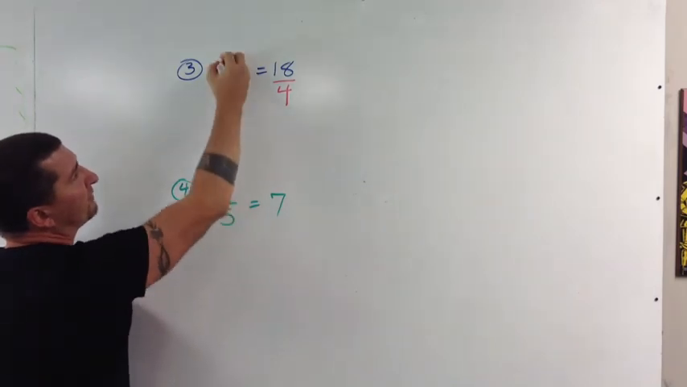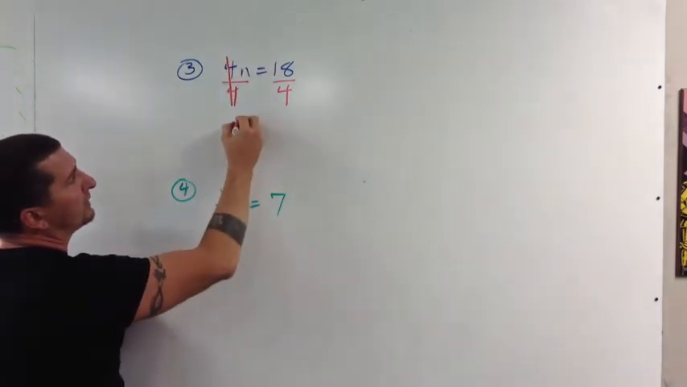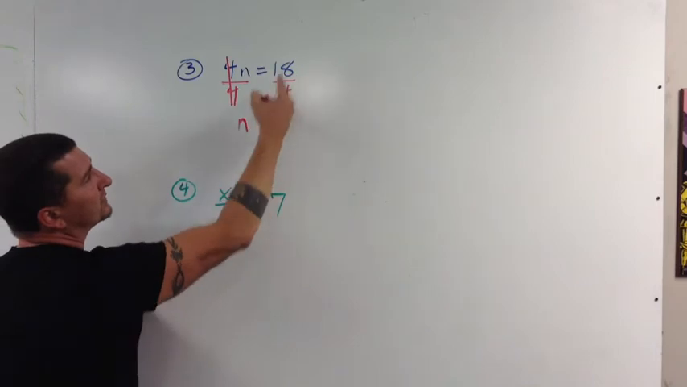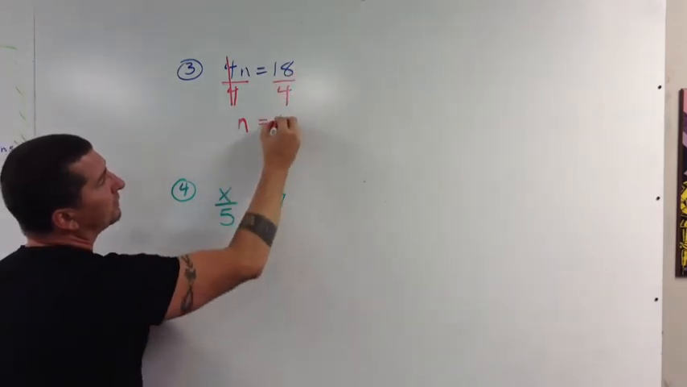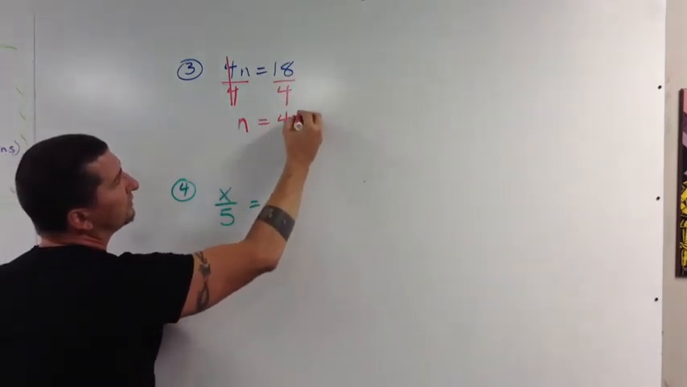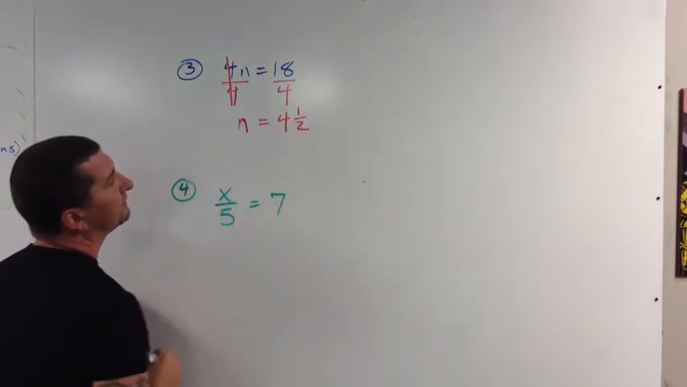Now 4 divided by 4 is 1, so we're going to cancel that out. We have 1n equals 18 divided by 4, which is 4 and 2/4, or 4 and 1/2.